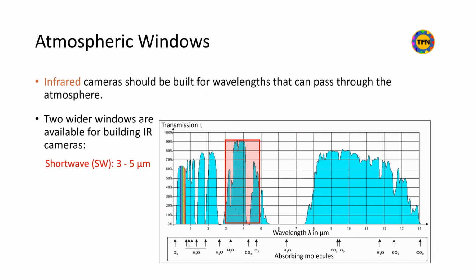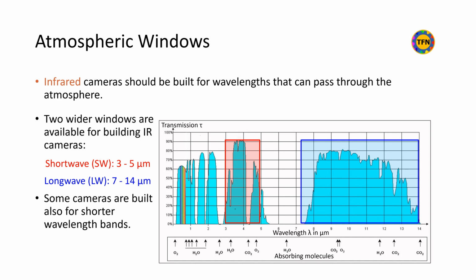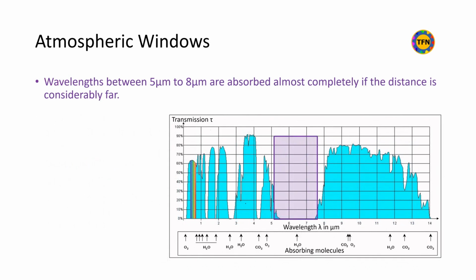You can see two wider windows in the graph, one for shortwave, 3 to 5 micrometer, and another for longwave, 7 to 14 micrometer, with transmittance better than visual bands. Therefore, most of the thermography cameras are built for either of these two wavelength bands. Infrared transmittance through the atmosphere varies widely for different wavelength bands. Interestingly, wavelengths from 5 micrometer to 8 micrometer and some other narrower bands are absorbed almost completely.